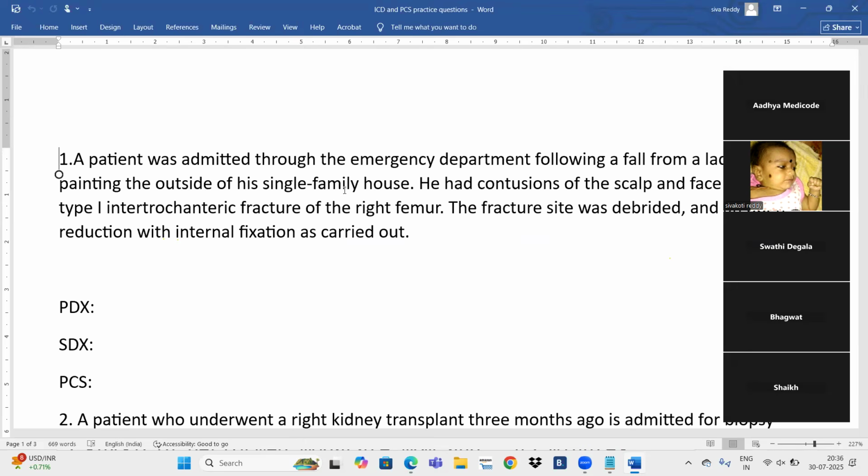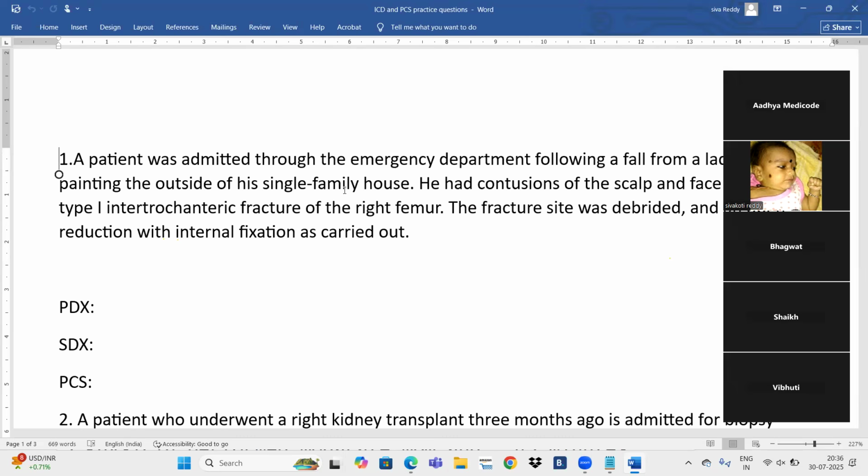Now, how did you identify that this procedure's body system comes under lower bones? Based on the body part, the body region. Based on the femur, the body part or site of the procedure. That site of the procedure comes under which body system? Based on that, we need to identify the body system. Correct?